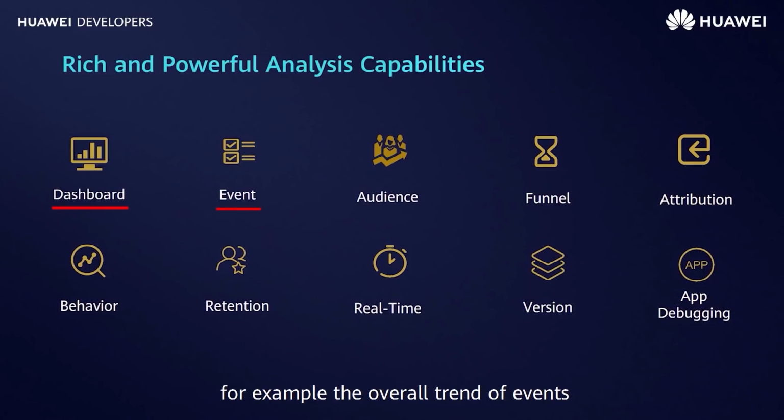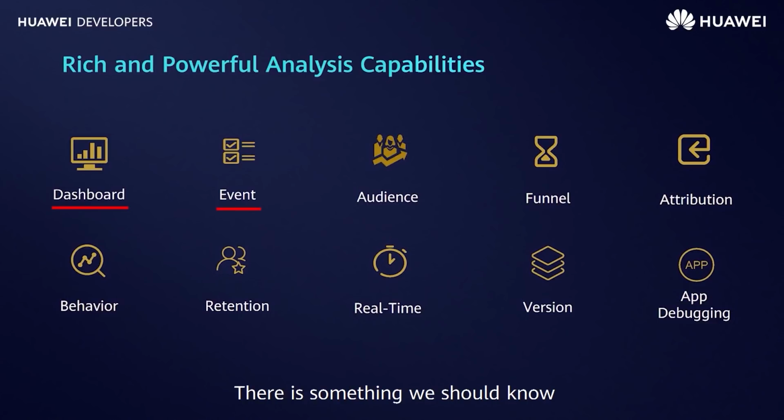For example, the overall trend of events, model distribution and system version distribution of event sourcing, etc. You can also view a list of all events, including event name, event ID, average number of events per day, average number of users per day, per capita number, and other information.